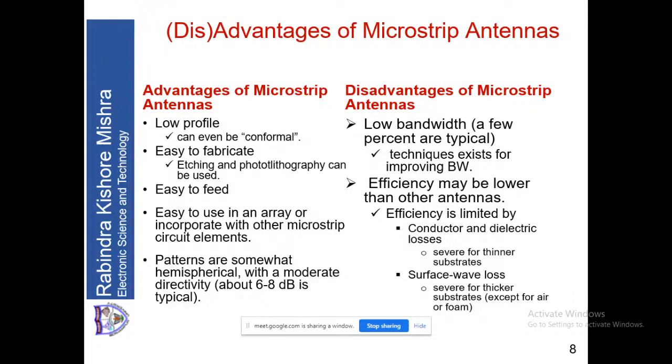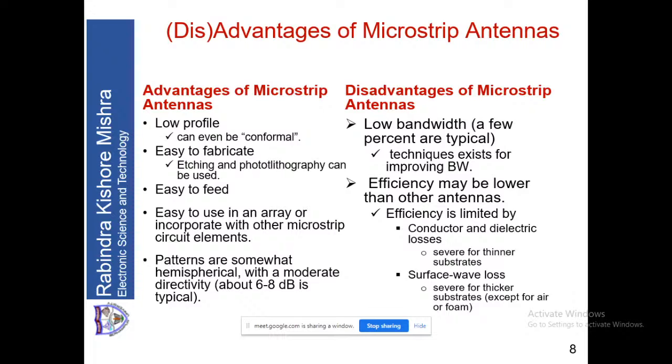Then the efficiency can be lower, because compared to other antennas the size is small, the aperture size is small, the radiating aperture or effective radiating area is small. It will have lower efficiency compared to other antennas. And there will be conductor losses, there will be dielectric losses, because we are using the conductor on the top and bottom. Dielectric losses will be there in the dielectric. If you have a thin substrate, these losses are more.